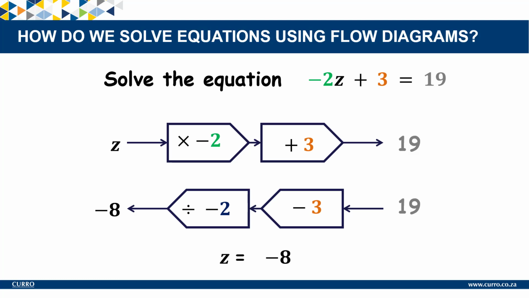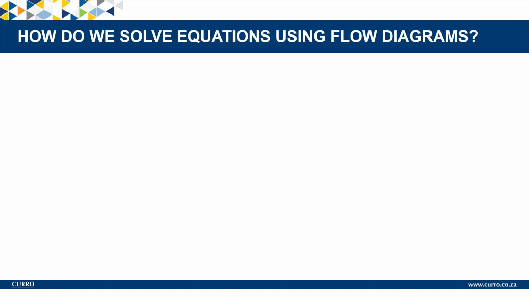Let's test our answer. Is negative 2 times negative 8? That gives us 16, plus 3 is 19. Yes, we solved for z.